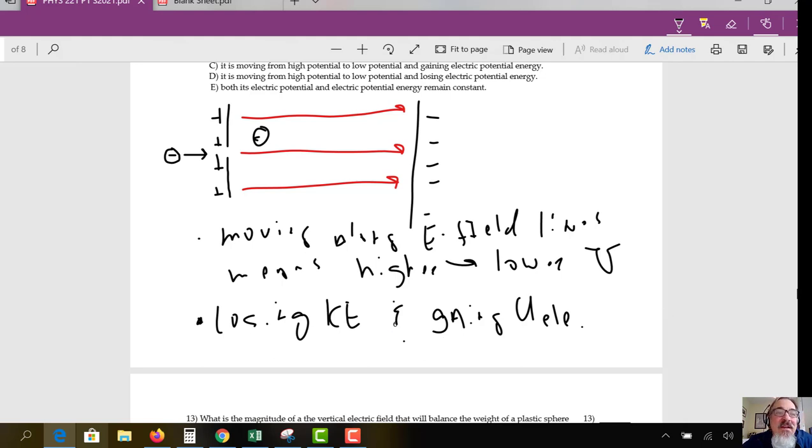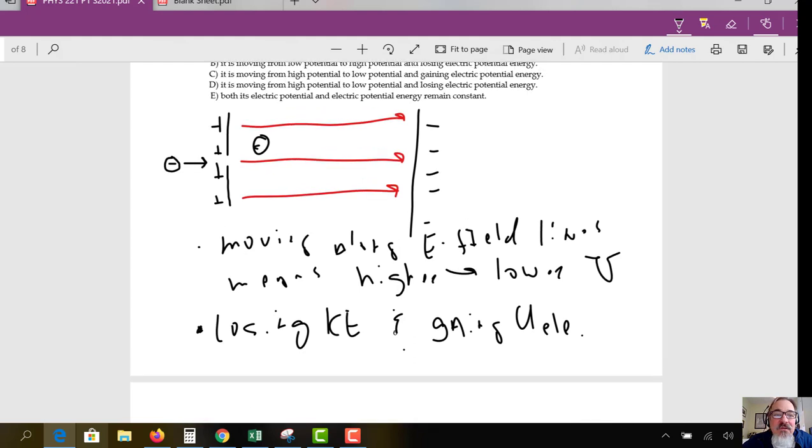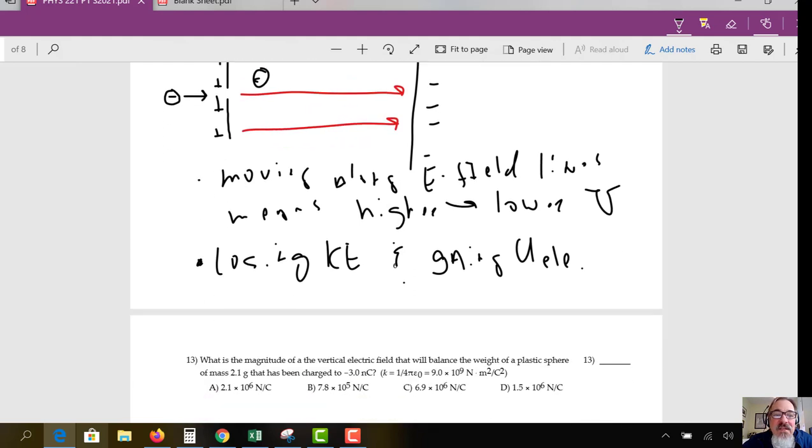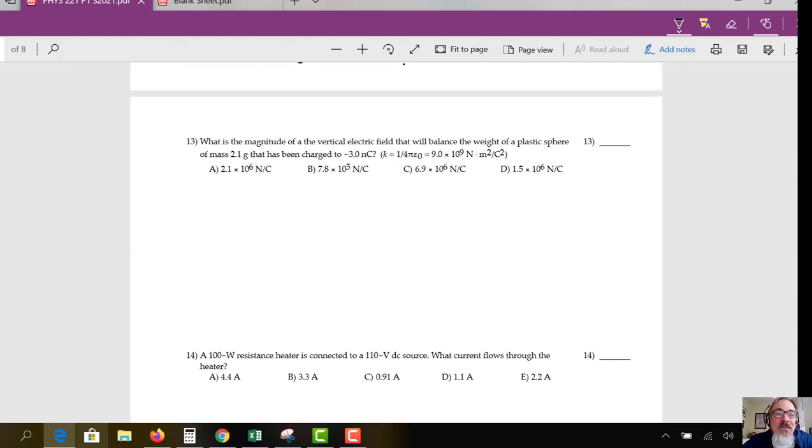That's what makes electricity tougher. It's the fact that there's positive and negative charges, tougher than physics 220 stuff. Okay, good. So the choice was C. Let's just make sure. Excellent. The last two are C as well.